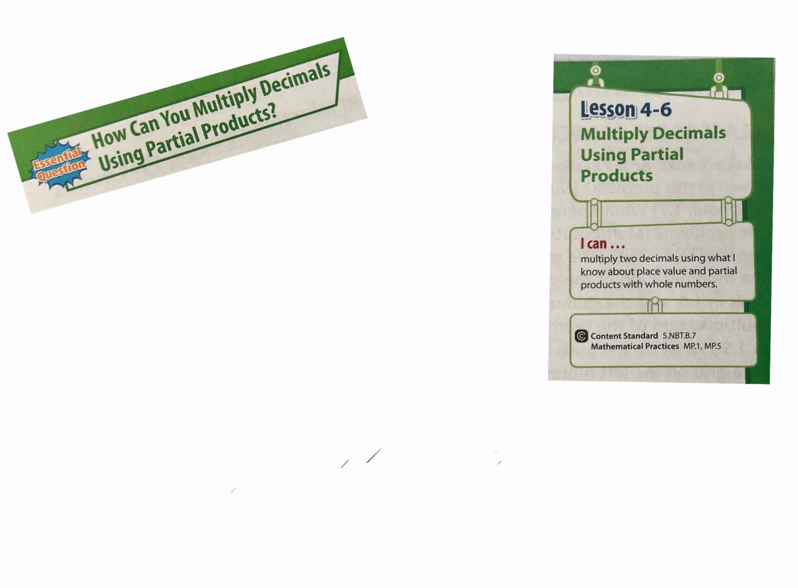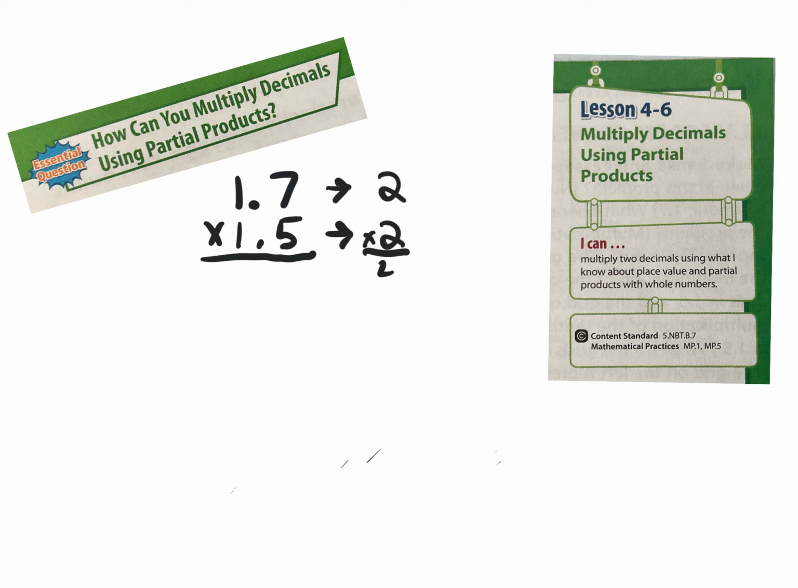Now, remember when we did area models with multiplication? We can do the same thing to help us with decimal problems. So if we have 1 7/10 times 1 5/10, the first thing we want to do is estimate, right? 1.7 is really close to 2, and 1.5 is pretty close to 2. And we know that 2 times 2 equals 4, so we're looking for an answer that's close to 4.